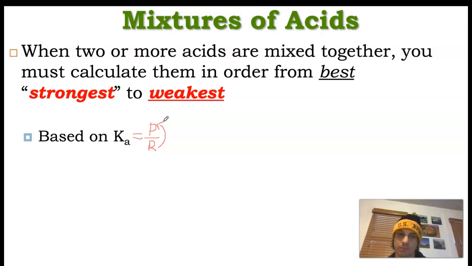So what we need to do first is focus on a problem dealing with two strong acids. But again, if you're dealing with weak acids, look at the K. A big K means it's a stronger acid than a little k because it favors the products more.